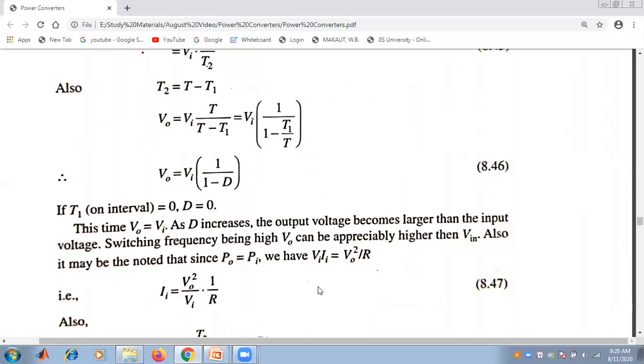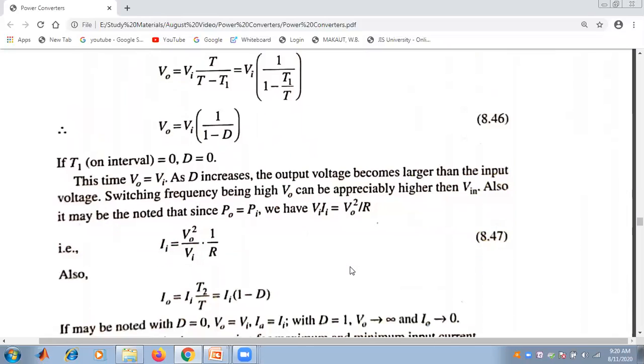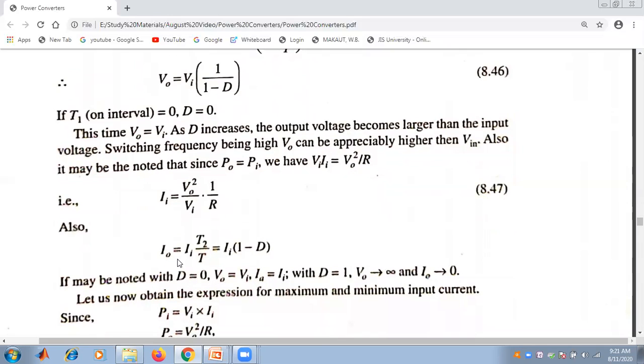Also, we know that the output power is equal to the input power. So we can write VI II, that is the input power, equal to V0 squared by R. Putting those values, we get II equal to V0 squared by VI into 1 by R. So we can write I0 equal to II into T2 by T, that is I0 equals II, the input current, into 1 minus D. It may be noted that when D equals 0, V0 equals VI and I0 equals II. With D equal to 1, the value of V0 tends to infinity, and I0 tends to 0.